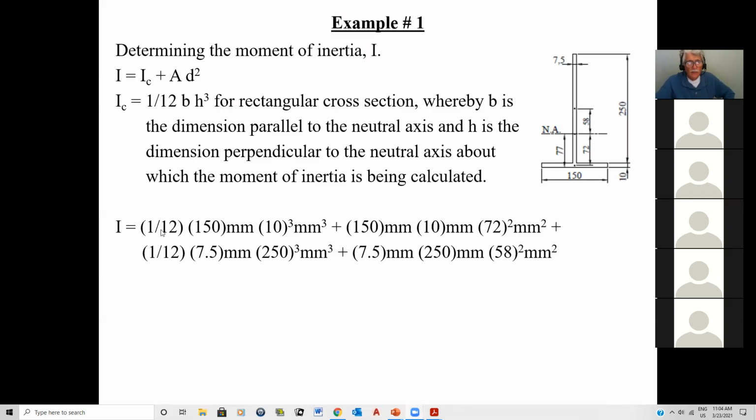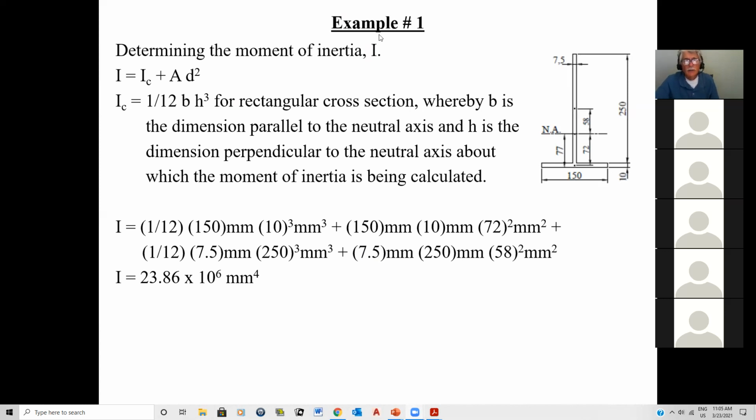Now, in this case here, I have 1/12 the base, which is 150. The height is 10, okay? Of course, the area is 150 times 10. The distance from this centroid to the neutral axis is 72, squared. And of course, I have to add this section to it, 1/12 the base. Now, the base is the distance parallel to the axis, which is 7.5 in this case, and the height here is 250, that's H. And therefore, A is 7.5 times 250 times the distance from the centroid of that section to the neutral axis squared, okay? And when I do this, I end up with 23.864 times 10 to the 6.